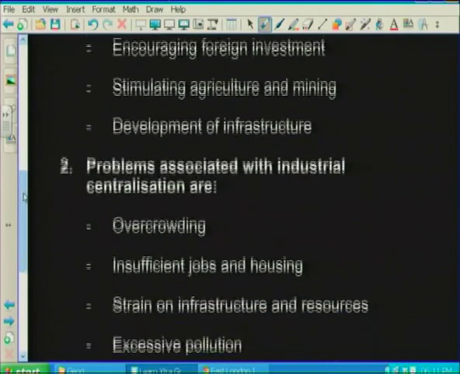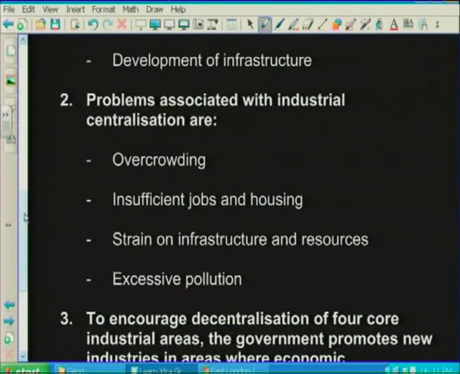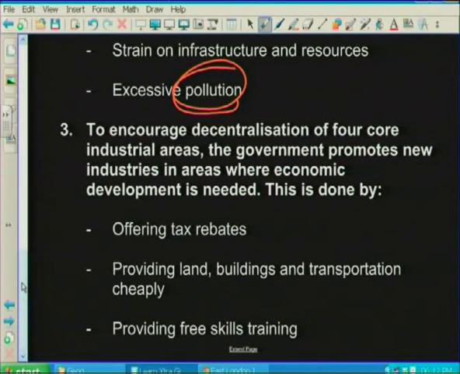But there's been more and more problems associated with this idea of putting all your industry in one centralized place or region. Overcrowding, insufficient jobs and housing, lack of amenities, strain on infrastructure and resources, and then also all the pollution that it causes. Think of people living in Sasolburg, for example, with all the smoke and the asthma and things that they have to deal with on a daily basis out there. Thirdly, the move now is to encourage decentralization, and that's why we look at these 4 core industrial areas.